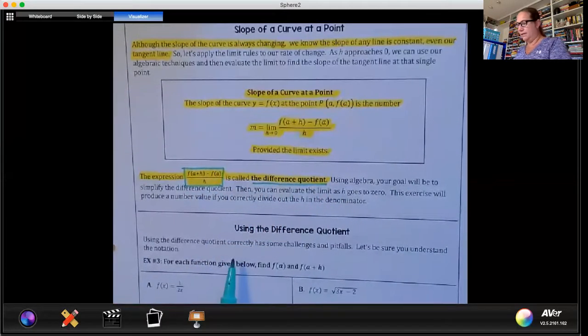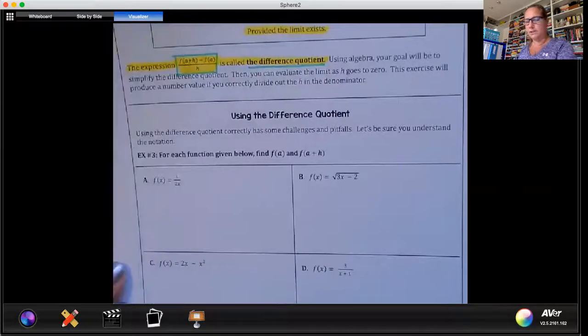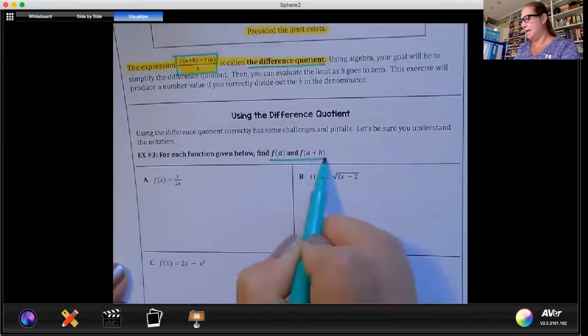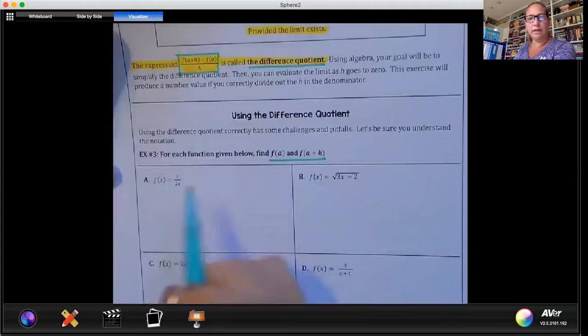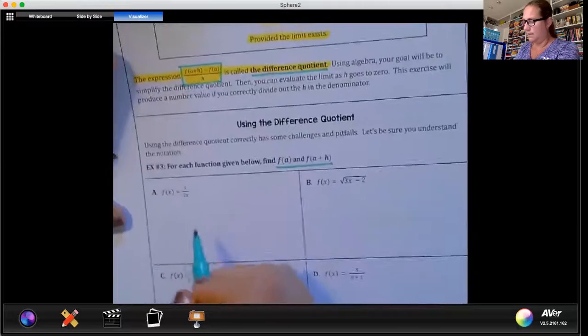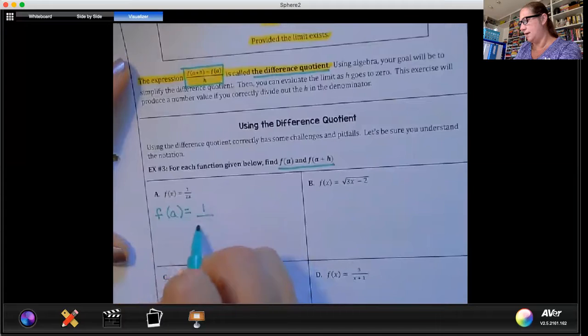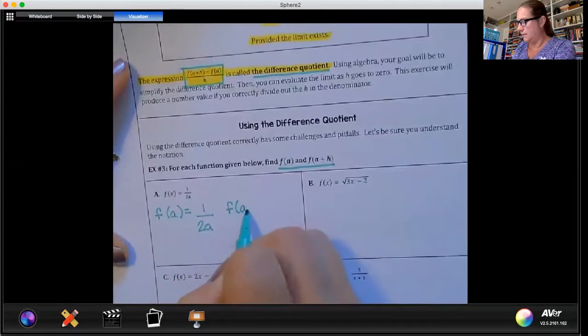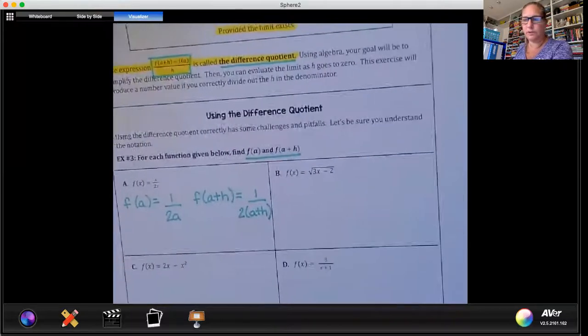Using the difference quotient correctly has some challenges and pitfalls. Let's make sure you understand the notation. So all you're doing in parts A through D, for example 3, is finding A, f of A, and f of A plus h. So we're just going to take our function and plug in A, and see what we get. Then we're going to take our function and plug in A plus h and see what we get. So for f of A, where you see an x, replace it with an A. For f of A plus h, where you see x, replace it with A plus h. So what we're doing here in example 3 is we're prepping for our difference quotient.